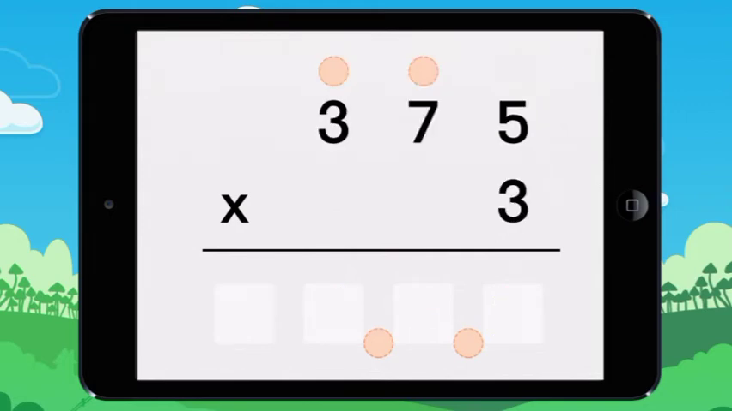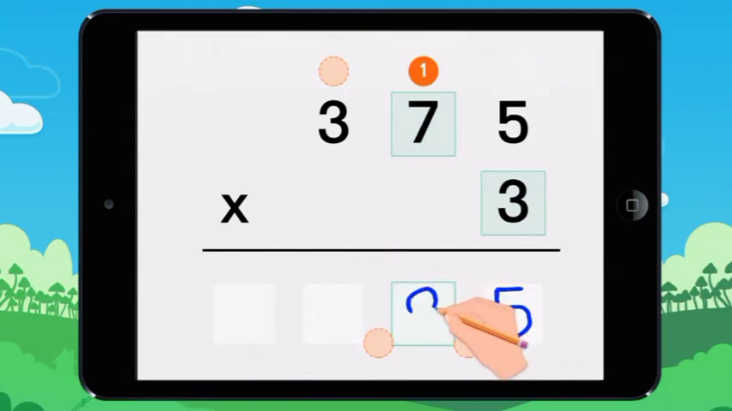Now let's try with another number. 3 times 5 equals 15. I write 5. I carry the 1. 3 times 7 equals 21. 21 plus 1 equals 22. I write 2. I carry the 2.